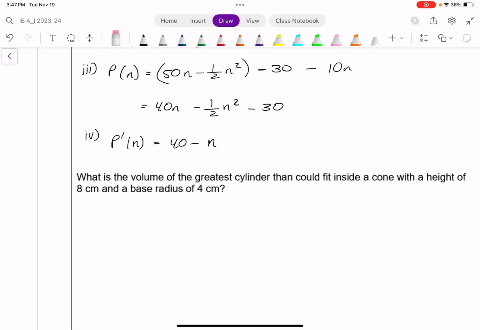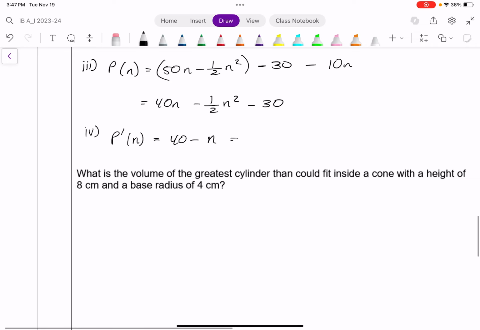And so if I make this equal 0, then I can see N must equal 40. And so that means 40 items is how many items I should make to maximize profit. So I should make or sell 40 items.